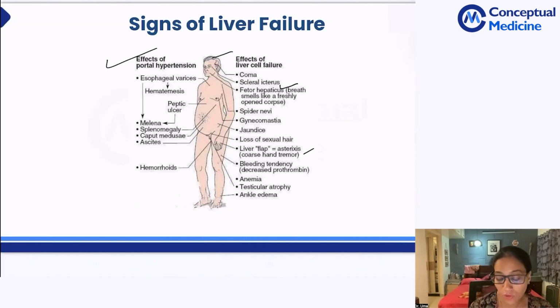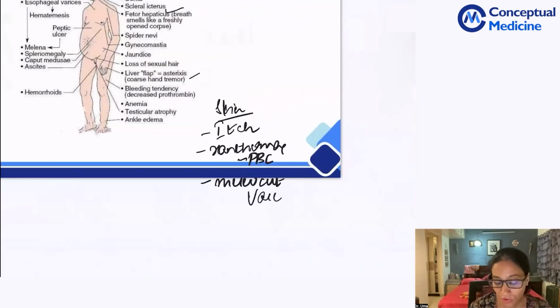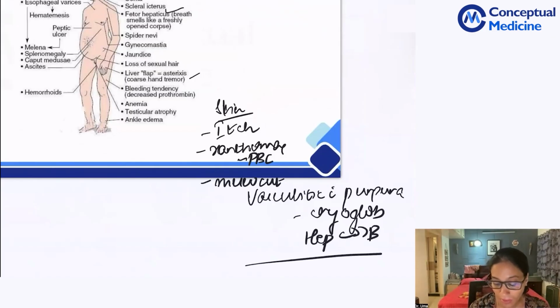Skin changes. Apart from this, you have several skin changes in liver patients. One is itch marks because of pruritus. Then you have xanthomas or xanthelasmas, which are seen in patients with primary biliary cholangitis. Earlier, it was called primary biliary cirrhosis. Now it's called primary biliary cholangitis. And you have mucocutaneous vasculitis with purpura. This is usually seen in patients with cryoglobulinemia or hepatitis B and C, C more common than hepatitis B. Okay, so these are the skin manifestations.